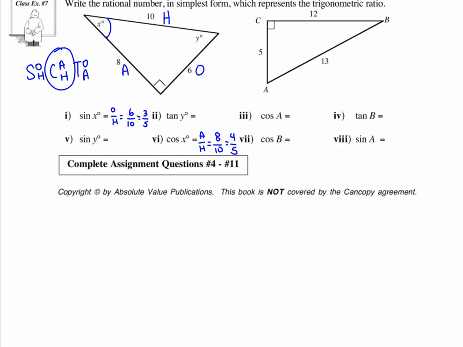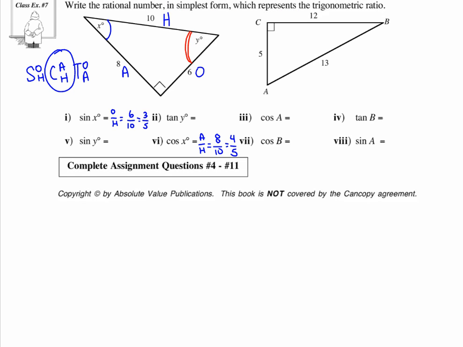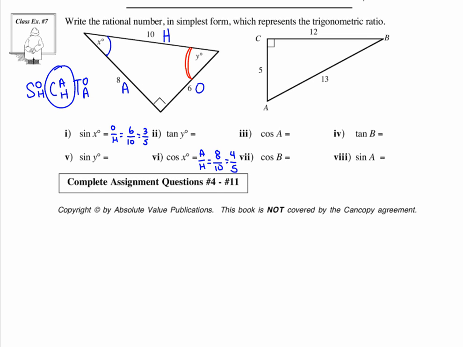4 over 5. Okay, so if we were talking about y, what changes? Does the hypotenuse change? No. Does the opposite side change? Yes. Now, if we're talking about y, opposite would be 8, and adjacent would be 6. Okay, that's why I use 2 different colors. So your sides of opposite and adjacent will switch depending on which acute angle you're talking about. So what is sine y?